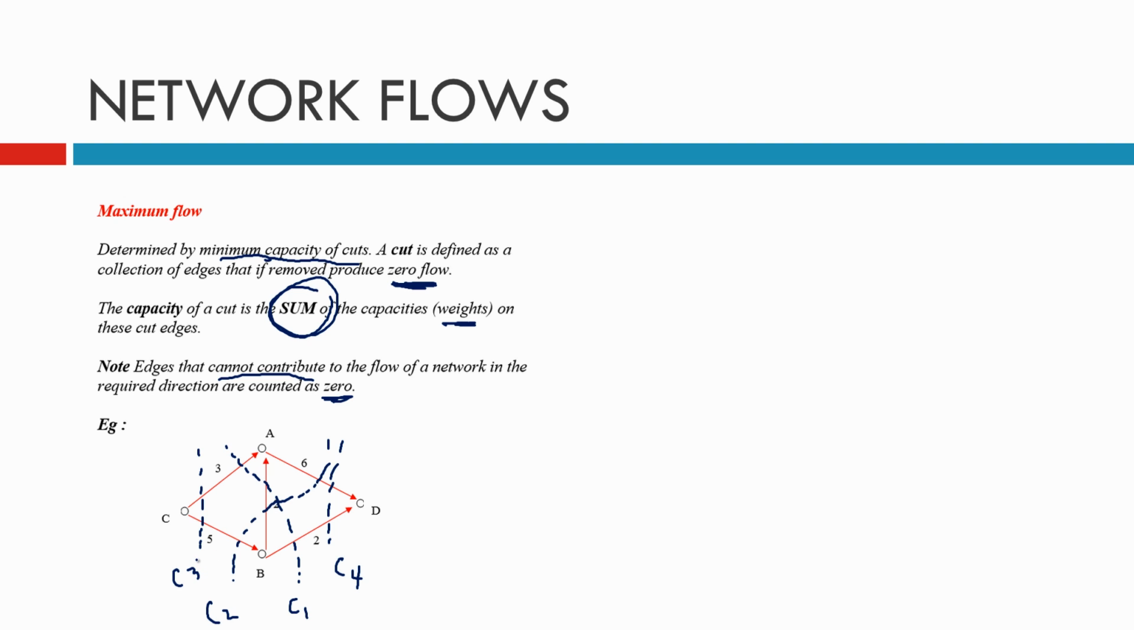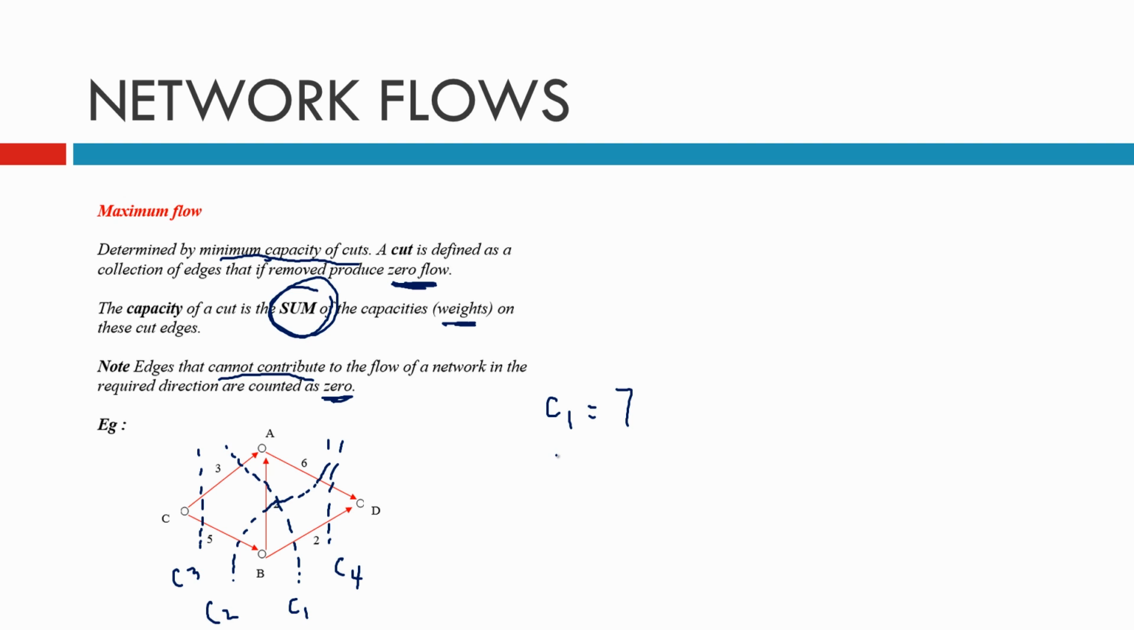But let's look at C1. C1 we've got from C to A, B to A, and B to D. B to A doesn't do anything for us, so we don't count that one at all... sorry, no, we do count that when it's going straight up. So we've got the 3, the 2, and the 2. That adds up to 7.